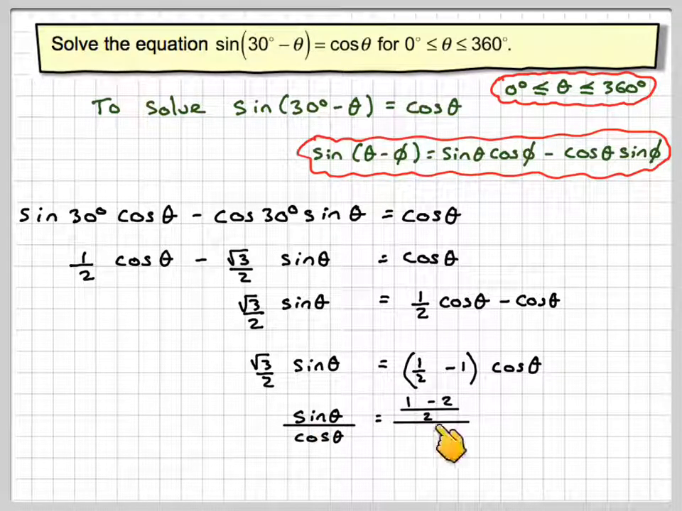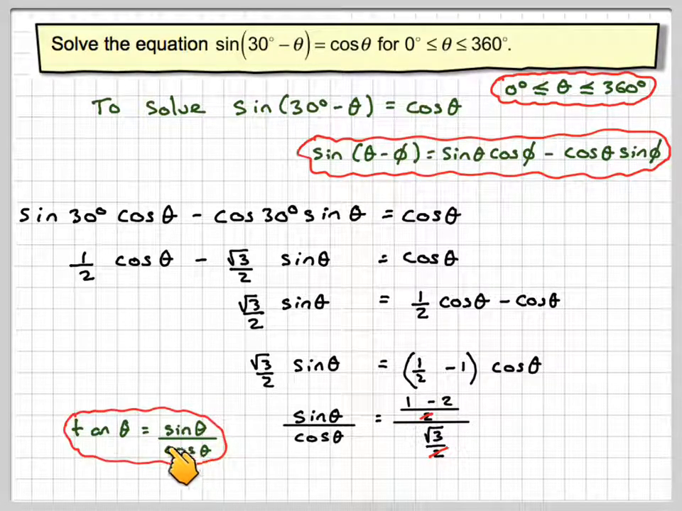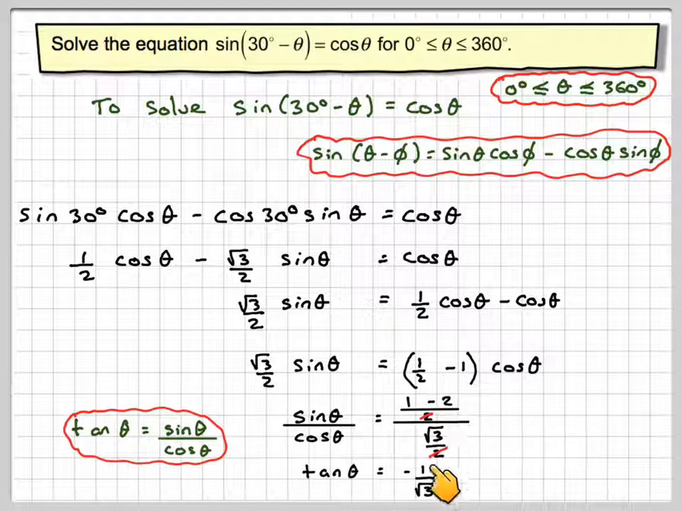It's going to be 1 minus 2 over 2. We get that by putting this all over a common denominator, divided by root 3 over 2. The 2's will now cancel out. And then sine theta over cos theta is equivalent to tan theta, and that is equal to 1 minus 2, which is minus 1 over root 3.